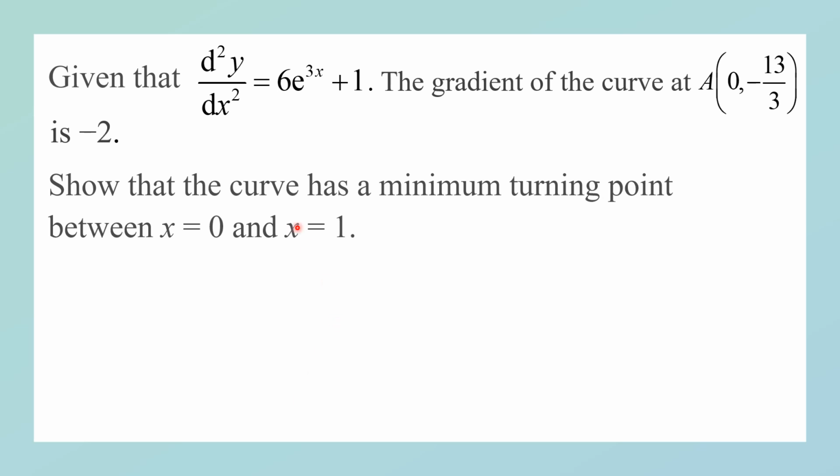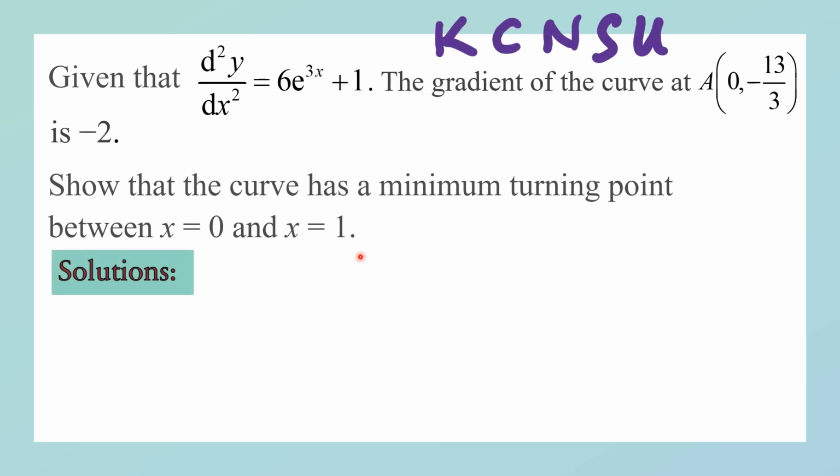So over here, the second derivative is given, and also the gradient of the curve at point A is given to be -2. So what we are supposed to do is to show that the curve has a minimum turning point between x equals 0 and x equals 1. Now, if we take a look at the solutions, let's apply KC and SU.